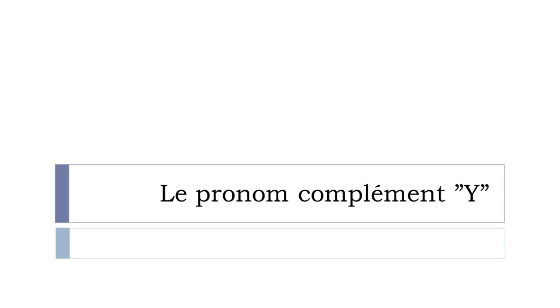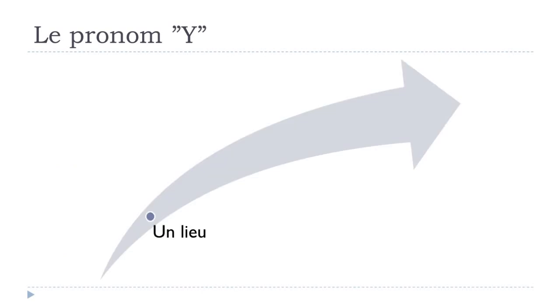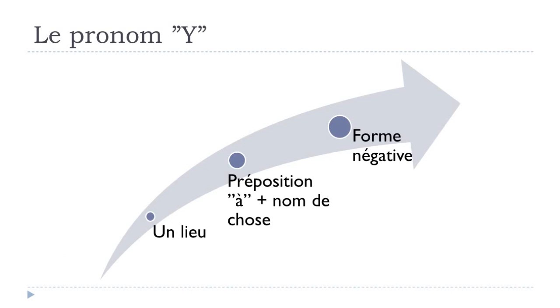Le pronom complément Y. So in the previous lesson we saw another pronoun, so it's the pronoun en, okay, and in this lesson we'll see le pronom Y. Well, you pronounce it I, of course. So, le pronom Y, we'll say that it can replace un lieu, a place, okay? Or then it can replace la préposition à, and then a noun of thing. And then we'll see how to construct it when you get a negative form, okay?